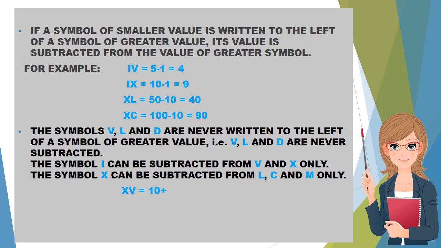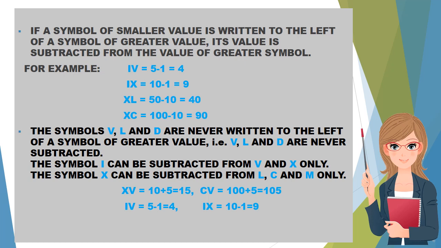Fifth rule is, the symbols V, L and D are never written to the left of a symbol of greater value. What does it mean? It means that V, L and D are never subtracted. The symbol I can be subtracted from V and X only, and the symbol X can be subtracted from L, C and M only. Let us see some examples.